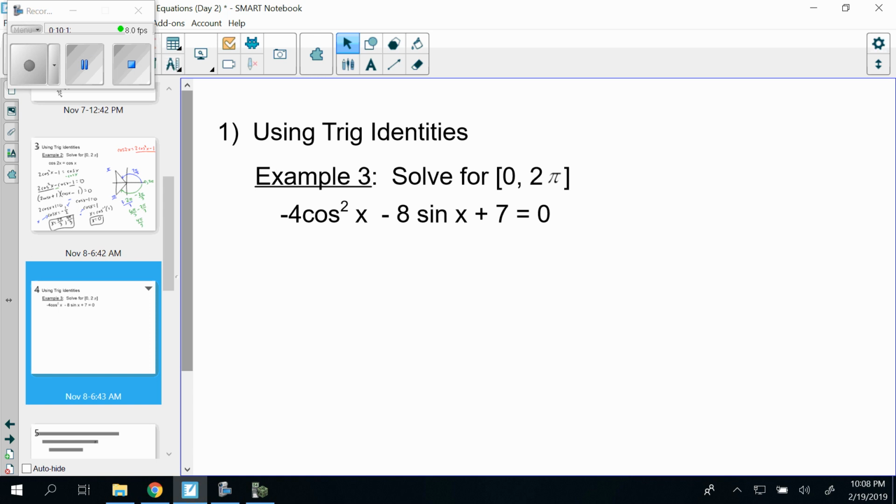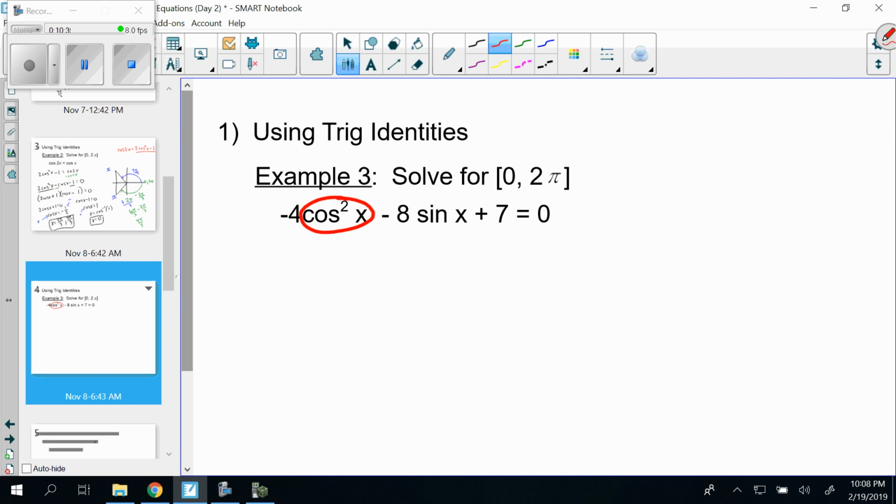Okay, third example here. Again, we want to find all the answers between 0 and 2 pi. So looking at this one, we've got negative 4 cosine squared minus 8 sine plus 7 equals 0. We can't solve this one with both cosine and sine, so we want to focus on what we can substitute for. We can't really substitute anything in for sine because it's just regular sine. However, cosine squared, we know we can substitute for.